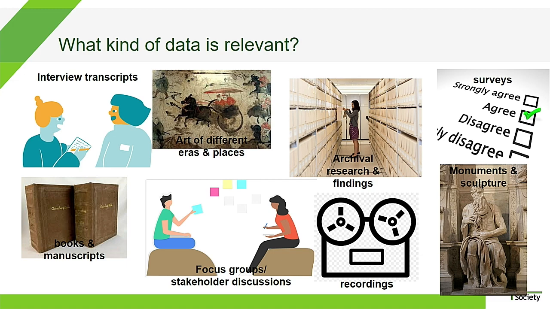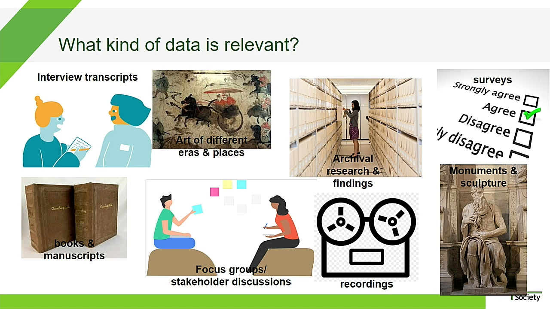So what kind of data is relevant for Societal Challenge 6 projects? When I talk about data, of course, there are a lot of different types that come into question for the social sciences and humanities. For a DMP, what one can imagine to include would be data sets describing recordings, interview transcripts, surveys, archival findings, art and sculpture, including monuments, for instance.